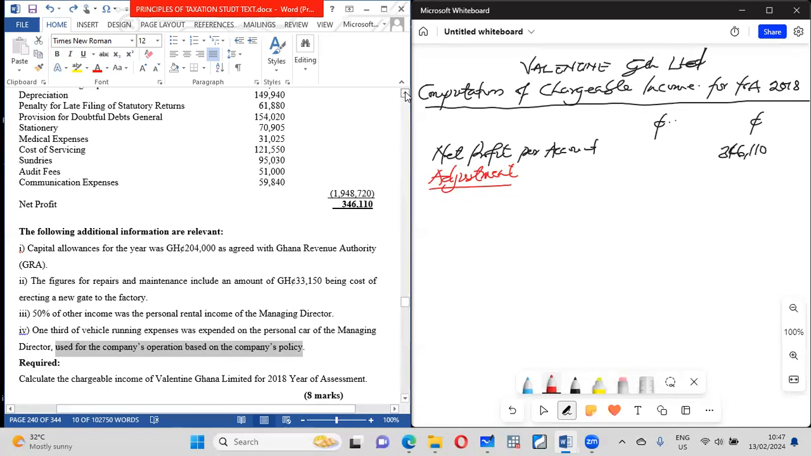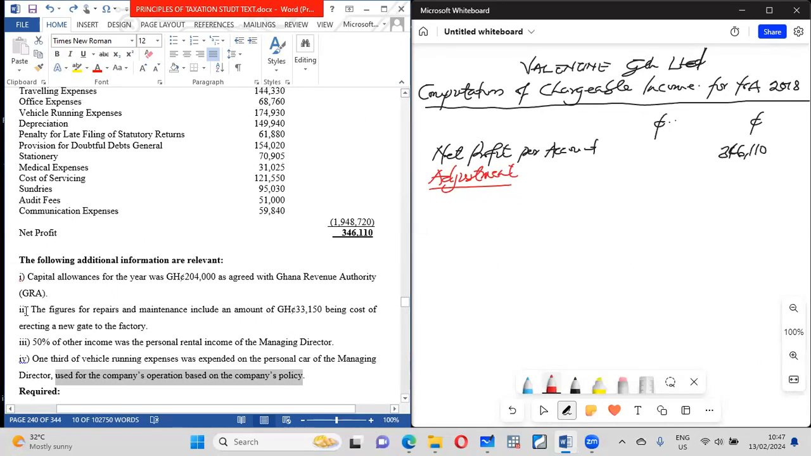Okay, so what are the adjustments we have already? We are told that repairs and maintenance. So you start from the notes. Repairs and maintenance. There is a personal part inside there, which is 33,150. We are adding them back. We will add this one back. All right. Then what else?